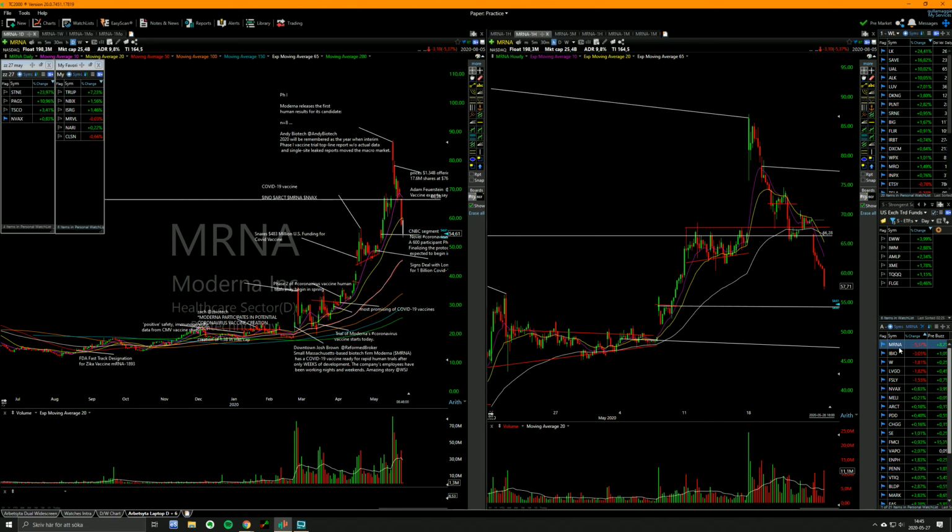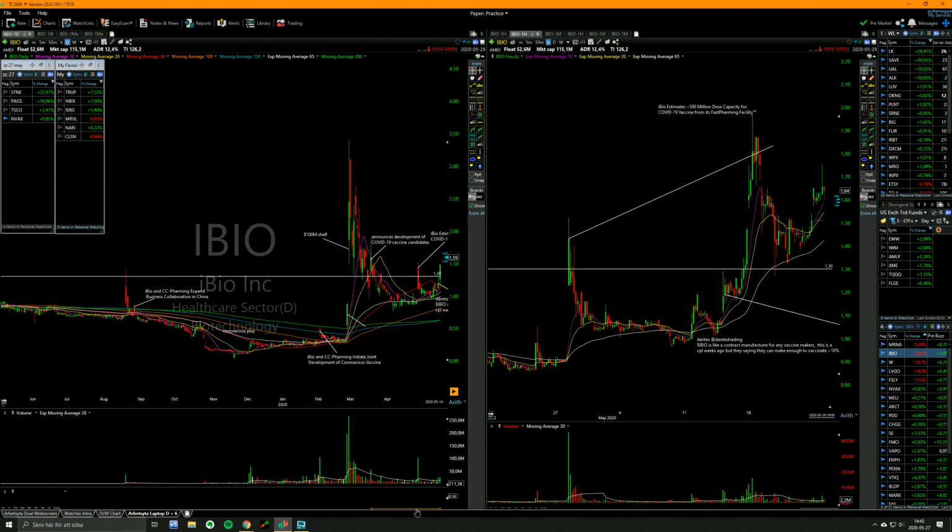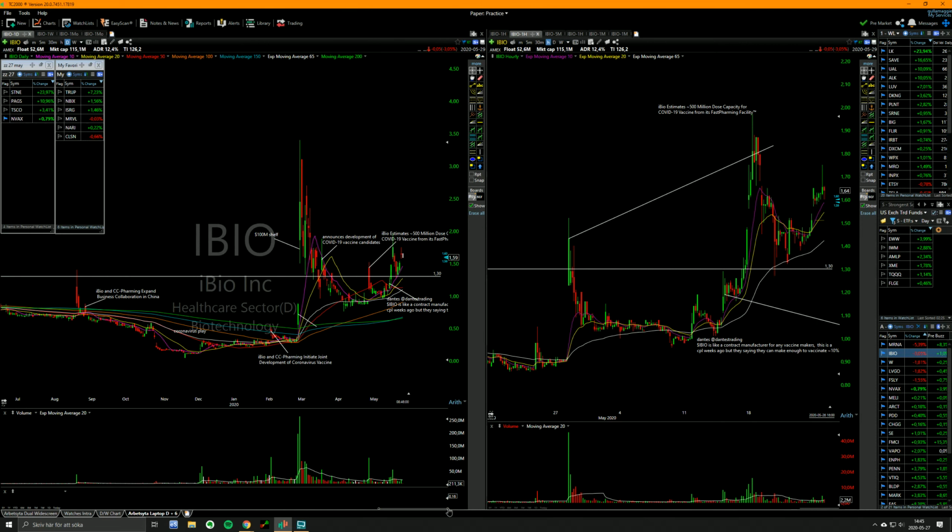So mRNA. IBIO, this is a stock I've been long for a while. This is also like a range break. This is a tiny stock I'm long because it's a theme stock. Like COVID-19 is right now the theme. The COVID-19 vaccines are a very hot theme right now.